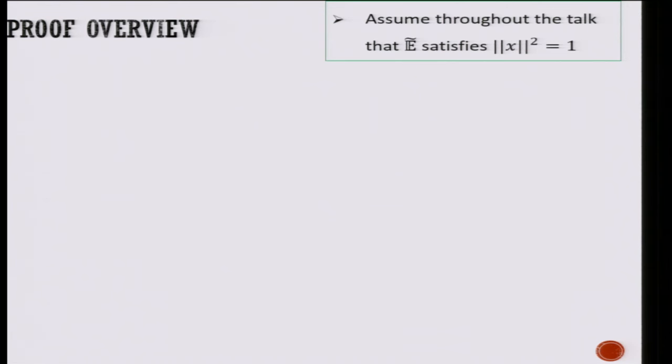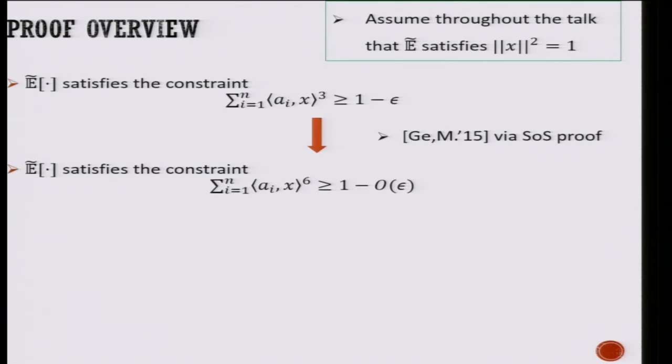So the proof overview is the following. It consists of two steps. The first step is actually proved in a paper with Rong. If the pseudo expectation satisfies this constraint, in particular, you could get a distribution over the a_i's. That would be the desired solution. I mean, that's the best you can hope for. The pseudo expectation is a mixture of the a_i's. Yes, I will talk more about it in a few moments.